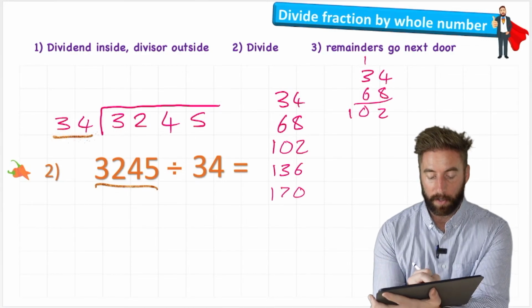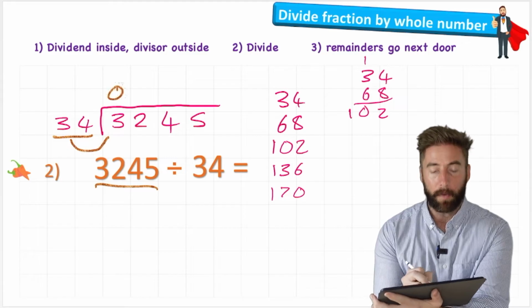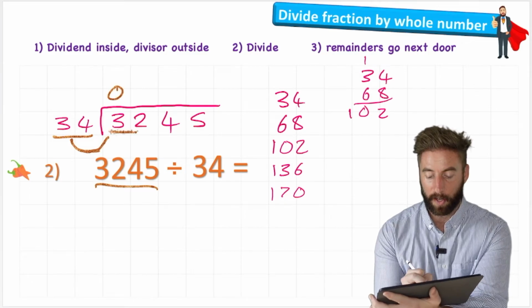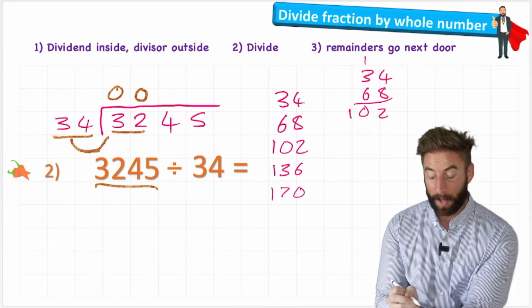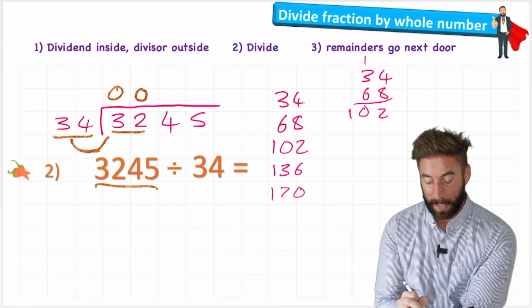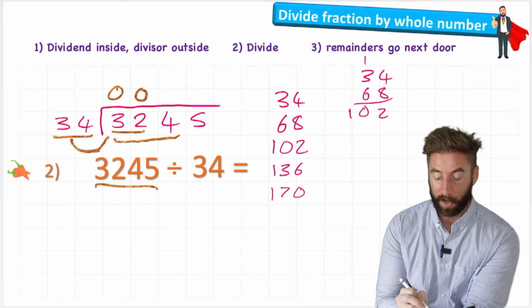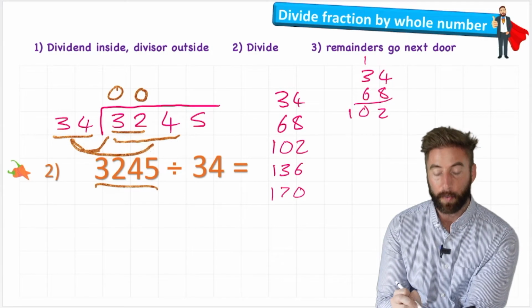How many 34s are there in 3? 0, so I can just look at 32. How many 34s are there in 32? Also 0. So now I'm going to have to roll that whole 32 into the 4 as well and make it 324. And look at how many 34s are there in 324.